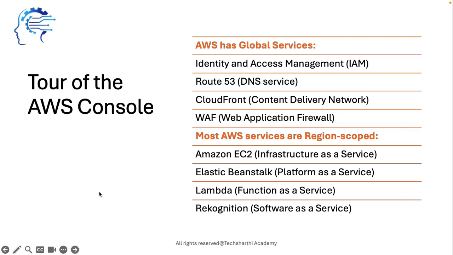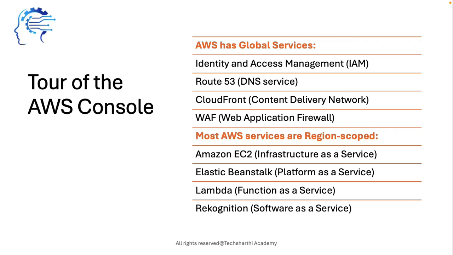Now, come to the point. The few services that we call global services are IAM, Route 53, which is a DNS service, CloudFront, which is a content delivery network, and the web application firewall. And if you talk about the region scope, as we all know, most of the AWS services are region scoped. Region scoped services are Amazon EC2, Elastic Beanstalk, Lambda, Rekognition, SageMaker. Most of the services are region scoped.